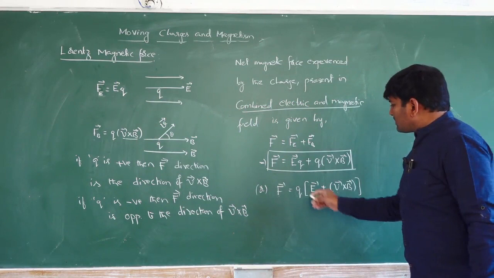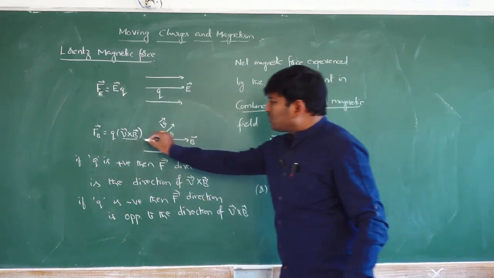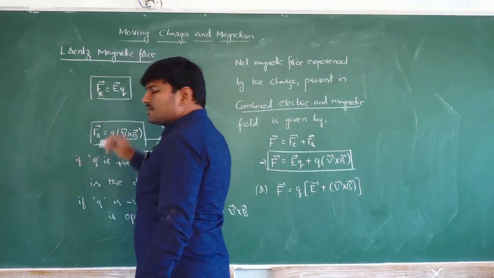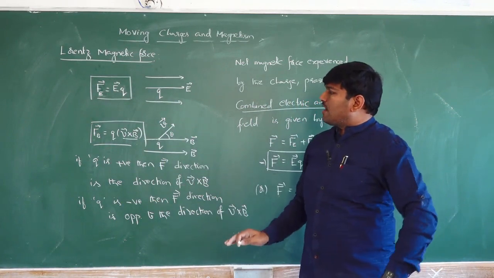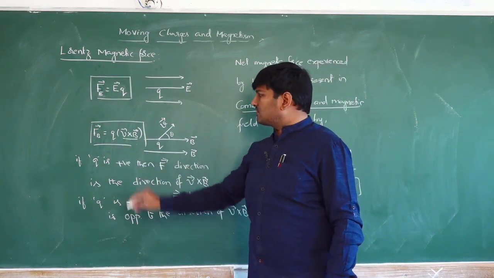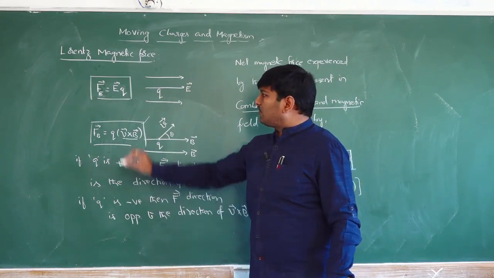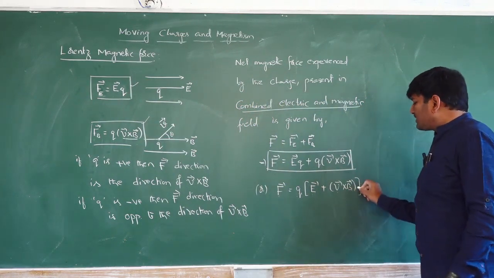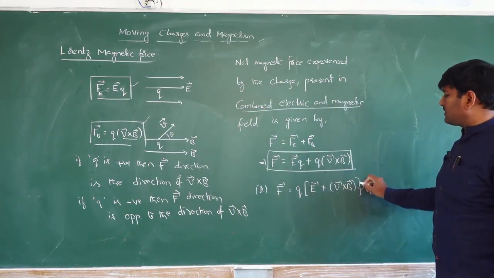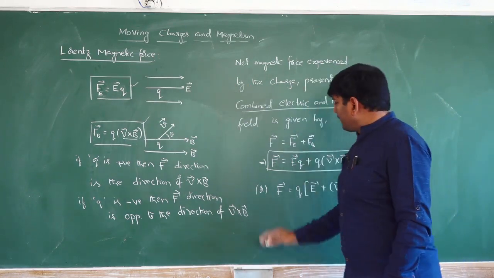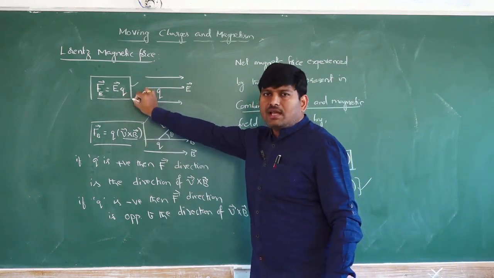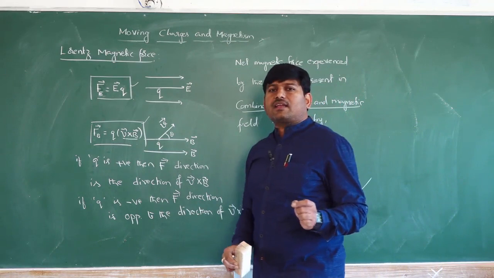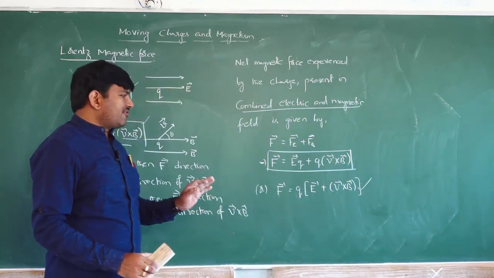Is it clear? So this is called the Lorentz force, and this is said to be the Lorentz magnetic force, while this is said to be the Lorentz electric force. Sometimes in the board examination they will be asking for 2 marks, write the formula for Lorentz magnetic force, then we have to write only this part. Lorentz electric force, only this part. If they simply ask to write the formula for Lorentz force, we have to write this formula. This is called Lorentz force, which was specified by the scientist named Lorentz. So, the net force experienced by the charge in the combined electric and magnetic field is said to be the Lorentz force. Is it clear?